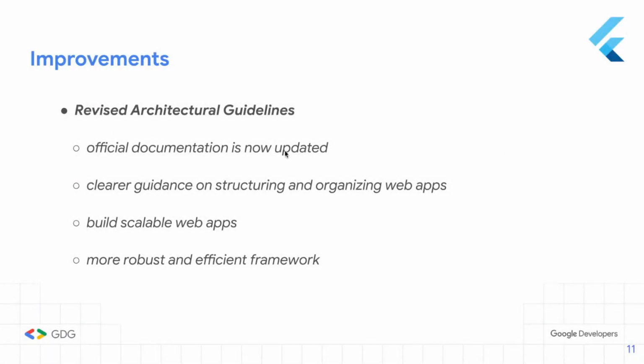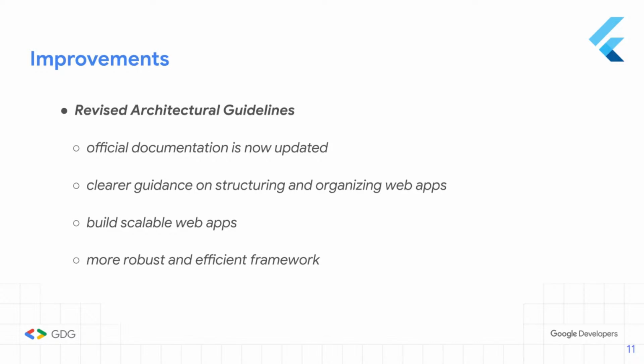The next one is the revised architectural guidelines. This is a very big update actually, because Flutter's official documentation for architectural guidelines has been updated, which means we now have a much more elaborated documentation which we can refer to, and clearer guidance on how you can structure and organize web apps, and also how we can build scalable web apps.